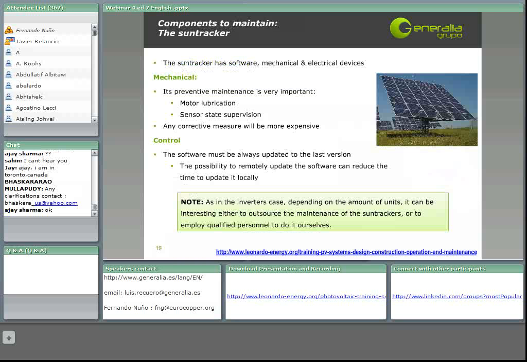We can also outsource the maintenance of some trackers or employ qualified personnel to do it ourselves. Normally, as in the case of the inverters, this will depend on the size of our solar plant. For a larger number of units, it might be interesting to outsource the maintenance of our sun trackers.